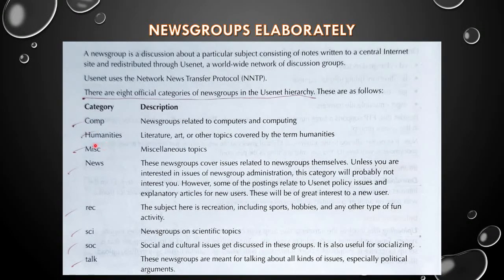Okay. Next is humanities: literature, art, or other topics covered by the term humanities. So when you see a humanities bulletin, it means it will cover literature, art, or other topics. Okay. And MISC means miscellaneous topics, different topics besides computers, literature, art, and other topics.